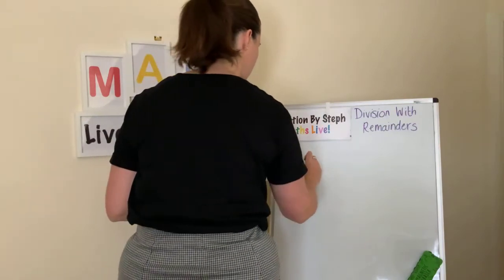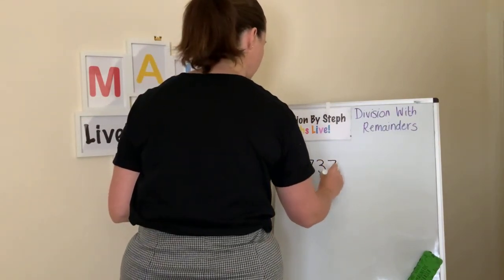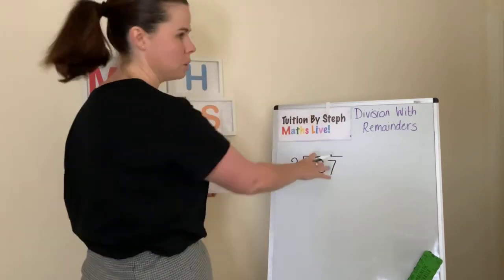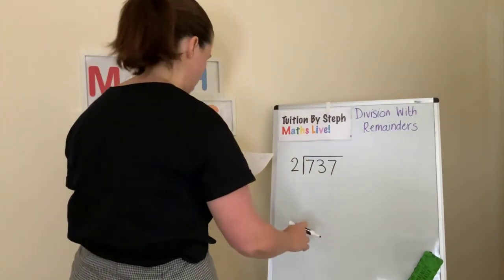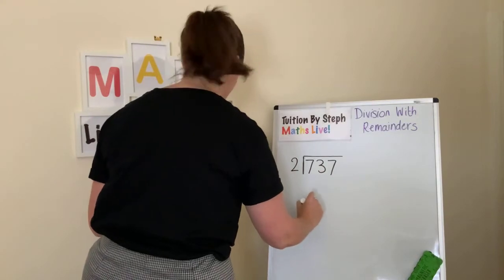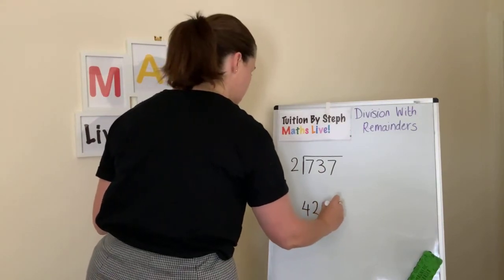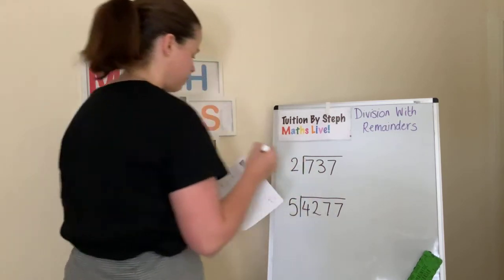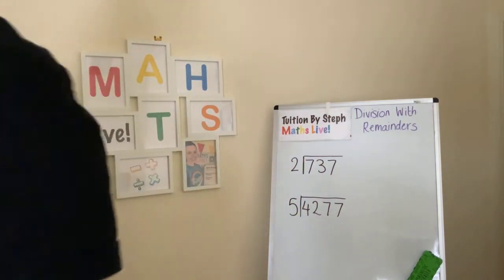So I'd like to have a go at 737 divided by 2. We know there's going to be a remainder there because it's an odd number. 4,277 divided by 5. Have a go at those two.